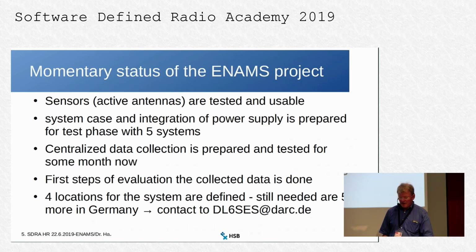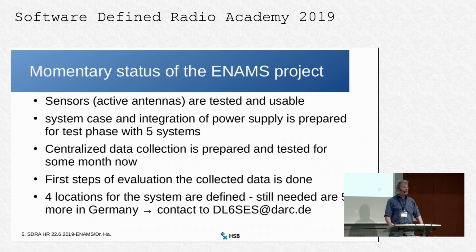Centralized data collection is prepared and tested for some months now. First steps of evaluation and collection of data are done. And 4 locations for the system are defined. Still needed are 50 more in Germany. If you think that you can offer a place for a system on your ground, then please contact Klaus, DL6SES, at DARC.de or call him. The telephone number is published in the club magazine.